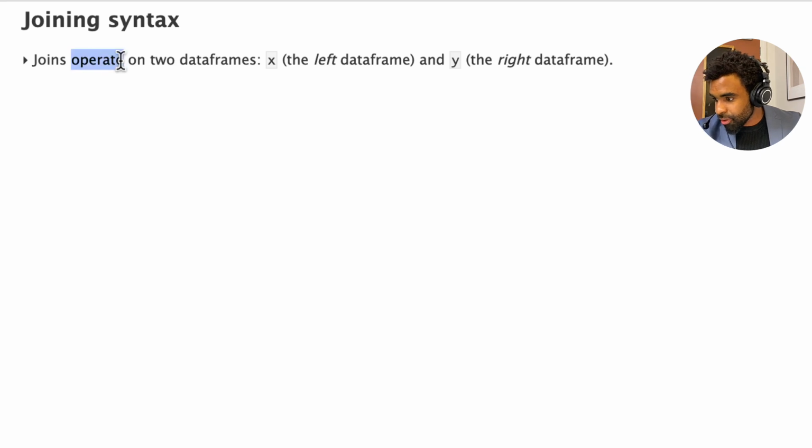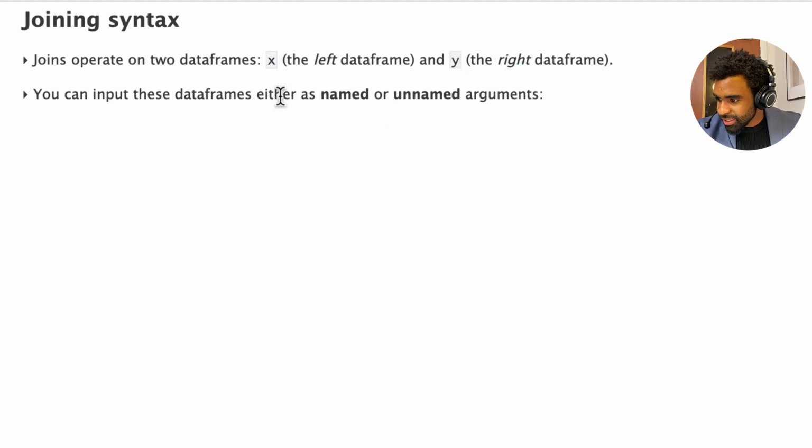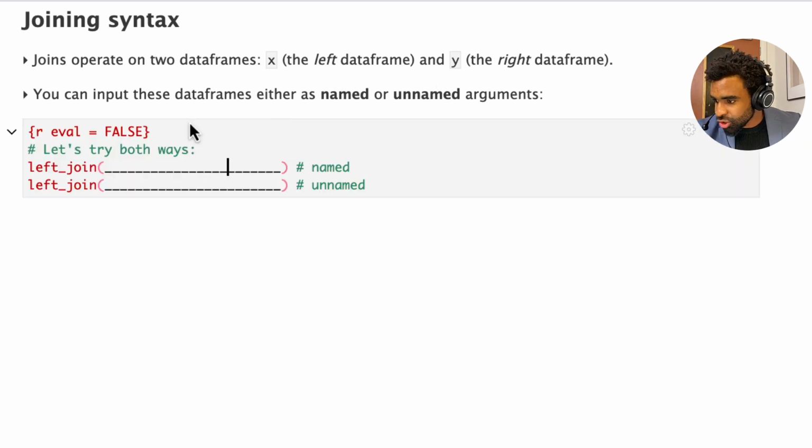So now you hopefully understand the why of data joining. Let's now take a deeper look at the how. Let's jump into the syntax of joining. So joins operate on two data frames, as you've already seen: the X data frame or the left data frame, and the Y data frame or the right data frame. And you can input these data frames either as named or unnamed arguments. So let's try both ways. We try the named approach and the unnamed approach.